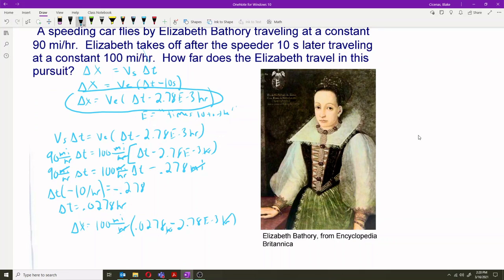They both went the same distance, but I'm just going to use Elizabeth's equation because it asked for her specifically. So Elizabeth went 2.5 miles, and so did the speeding car. All right, that is it.